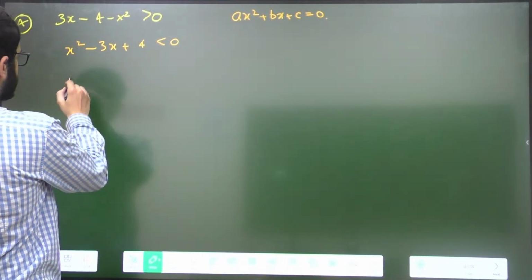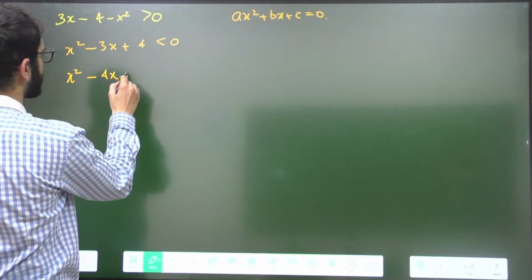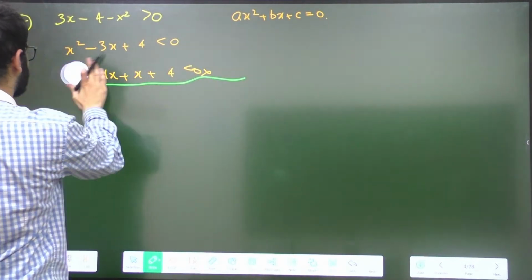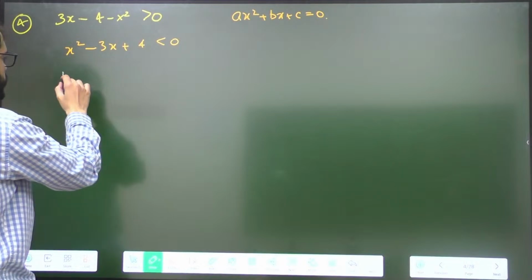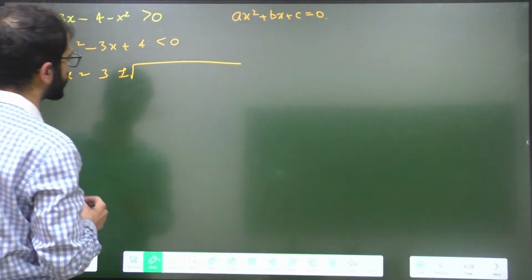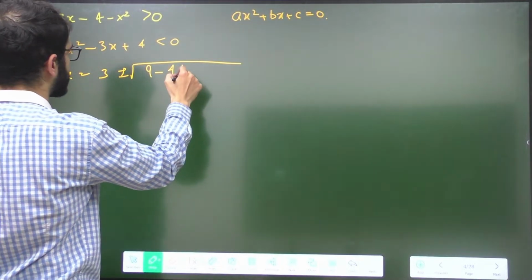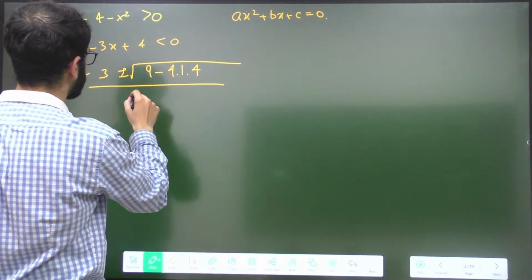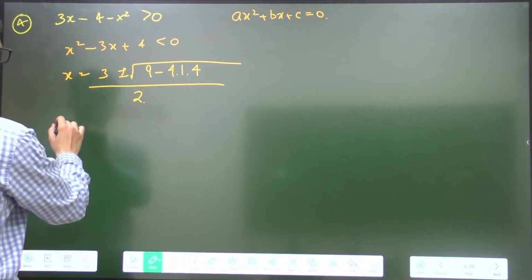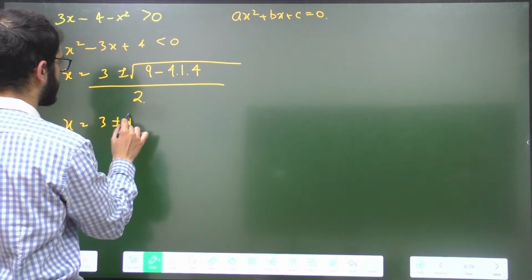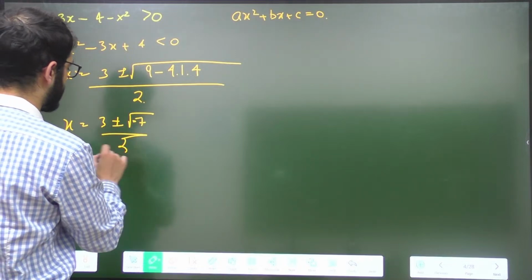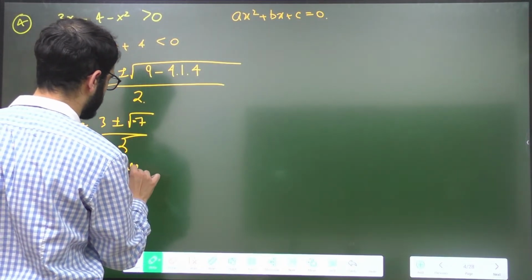Now, can I write it as x squared minus 4x plus x plus 4 less than 0? No, this will be incorrect. We'll have to use the formula in order to solve this. So it's going to be x equals minus b, that is 3, plus minus root of b square, that is going to be 9 minus 4 times a times c, divided by twice of a. Now as we observe that 16 and 9, the difference is of 7. So answer is going to be 3 plus minus under the root 7 with a negative sign. So as we can observe, the answer is always going to be imaginary roots.